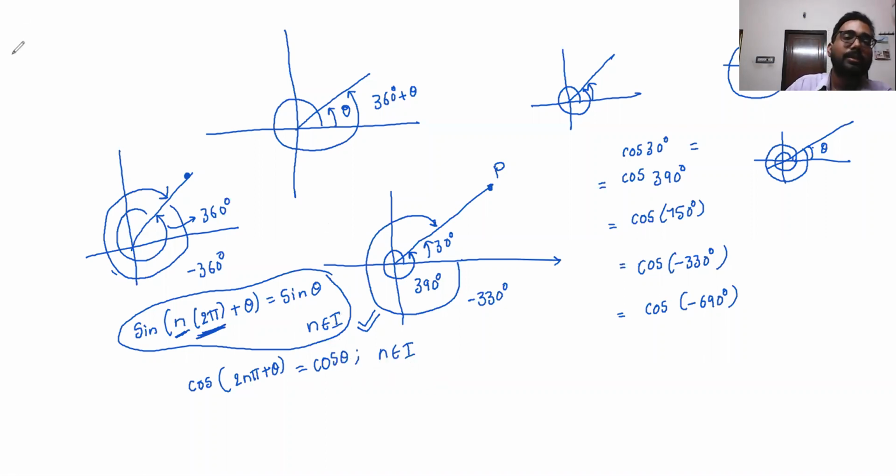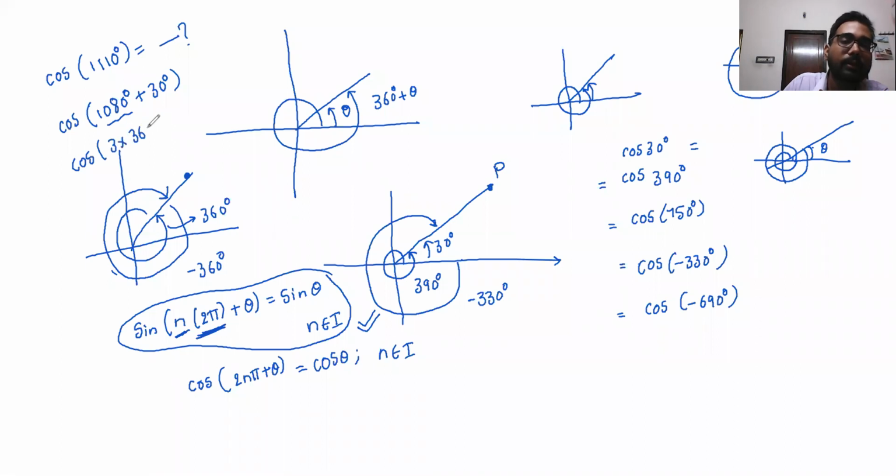So that means we can apply this. Suppose someone asks you what is cos of 1110. Now we can write this as cos of 1080 plus 30 degrees. And what is 1080? 1080 is 3 into 360. So it is 3 into 360 plus 30 degrees. So it is like 360 degrees we have to do thrice. That is the same as 0, right?